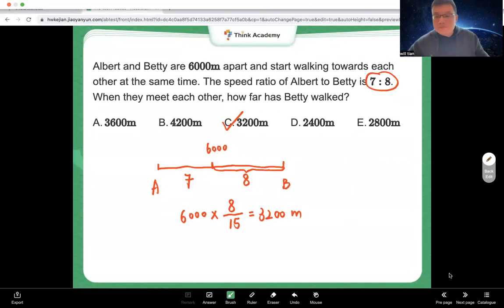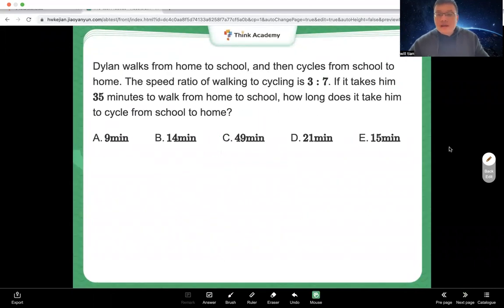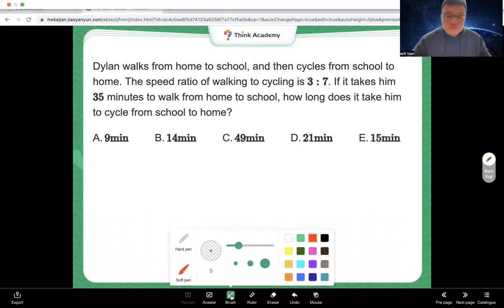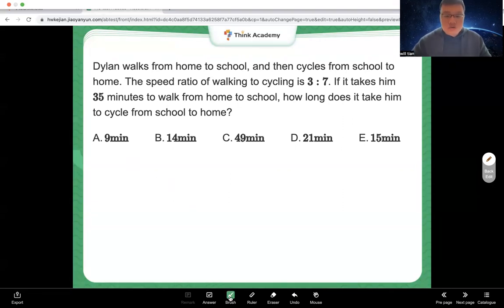Okay, that's it. And then next question, Ann walked from home to school and then cycles from school to home. The speed ratio of walking to cycling is 3 to 7. It takes him 35 minutes to walk from home to school. How long does it take him to cycle from school to home?